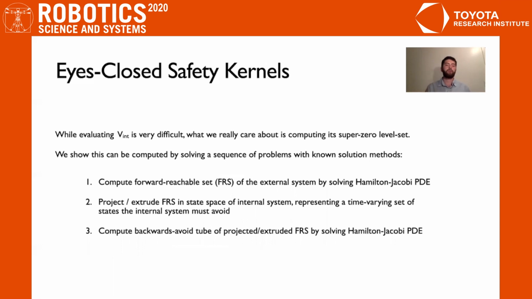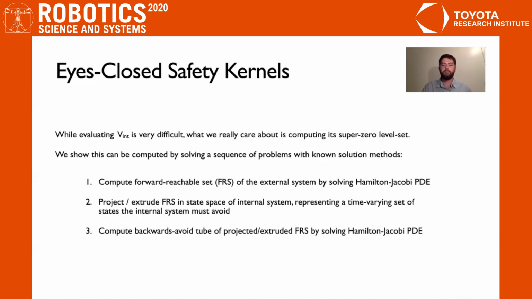While evaluating this value function is very difficult, what we really care about is computing its super zero level set. We show in our paper that this can be computed by solving a sequence of problems with known solution methods. This process is outlined as such. 1. Compute the forward reachable set of the external system by solving a Hamilton-Jacobi partial differential equation. Then, take this set and project or extrude this set into the state space of the internal system, thereby creating a time-varying set of states which the internal system must avoid. Finally, we compute a backwards avoid tube of this time-varying set of states. And this is again done by solving a Hamilton-Jacobi partial differential equation.